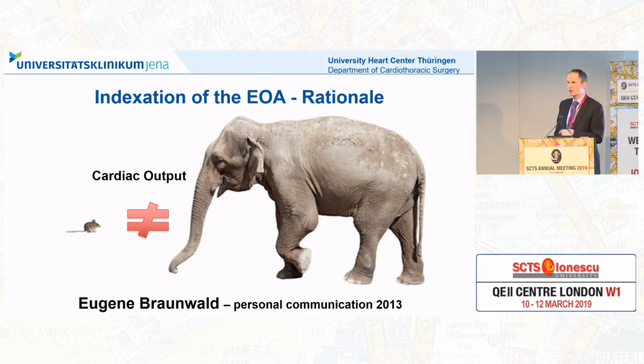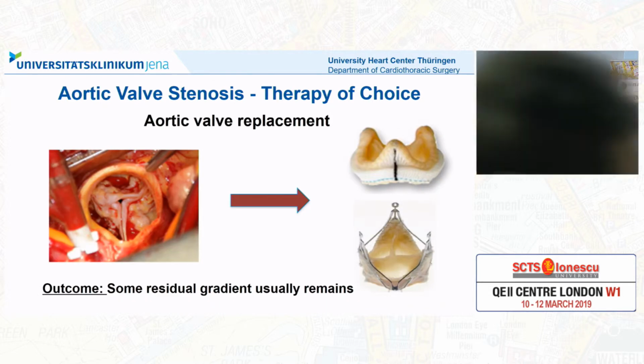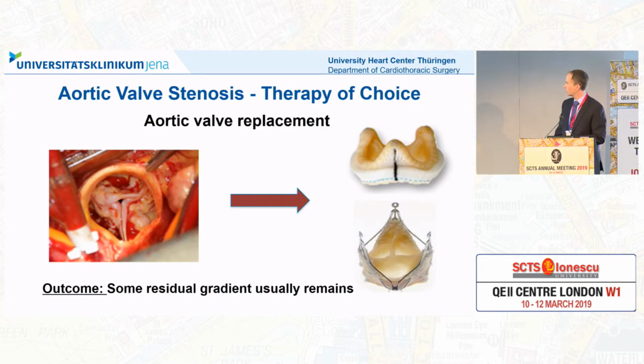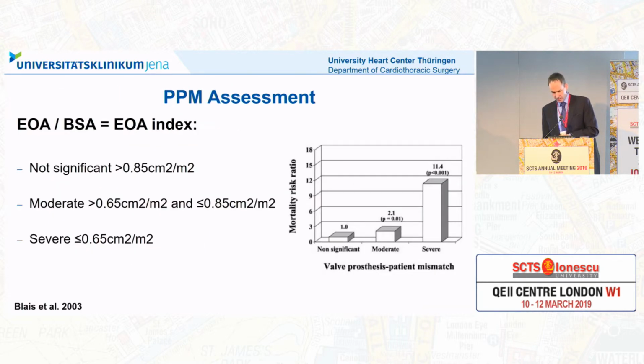And that works well for indication, for selection, because you have high grades of stenoses, and then you can direct the therapy. So then, of course, what is the therapy of choice? If you have your indication, you replace it. You use a tissue valve, a mechanical valve or a transcatheter valve, whatever you want to do. But somehow, always some residual gradient remains.